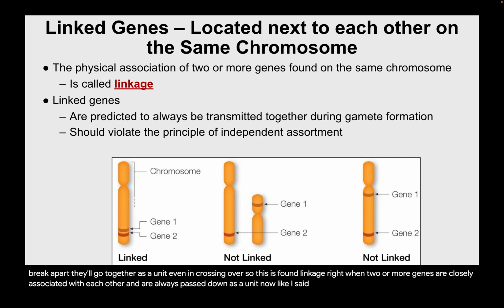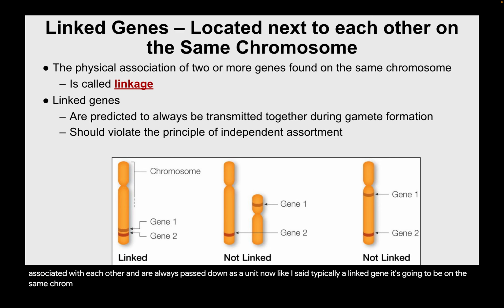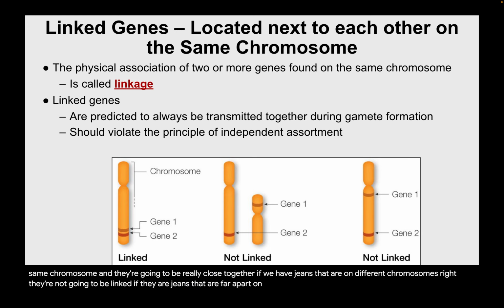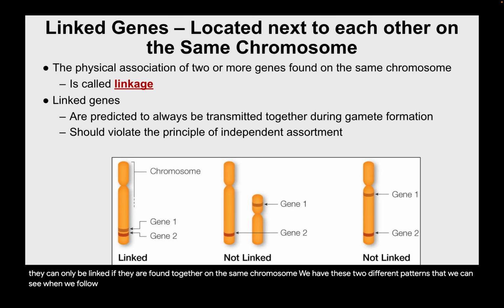Now, like I said, typically a linked gene is going to be on the same chromosome and they're going to be really close together. If we have genes that are on different chromosomes, right, they're not going to be linked. If they are genes that are far apart on the same chromosome, they're also not going to be linked. They can only be linked if they are found together on the same chromosome, found very close together on the same chromosome. All right, so we have these 2 different patterns that we can see when we follow 2 genes. They're either linked or they're independently assorted.